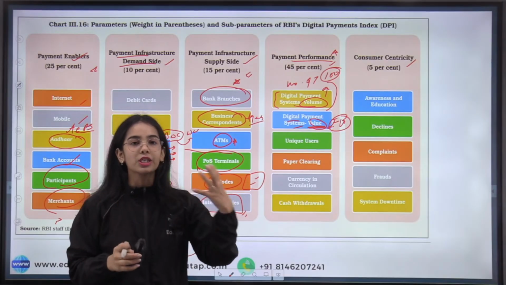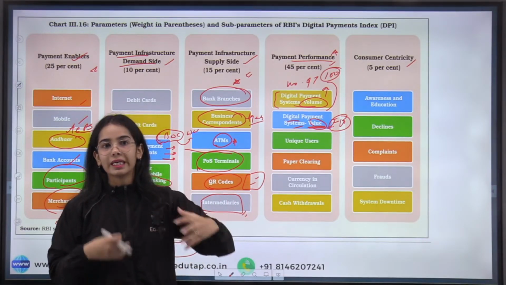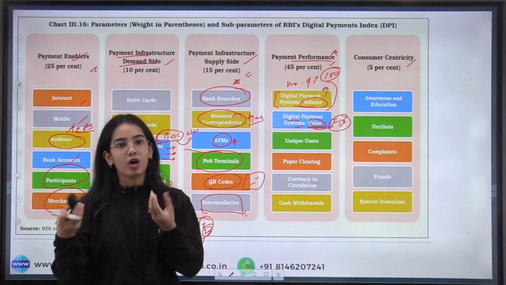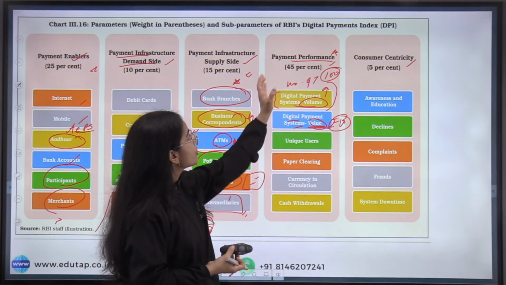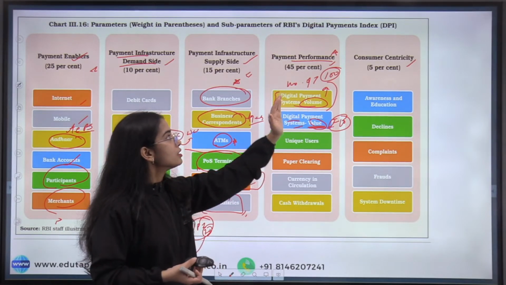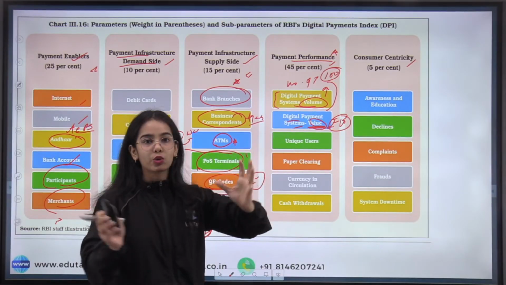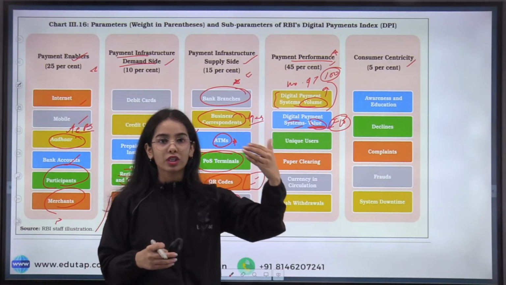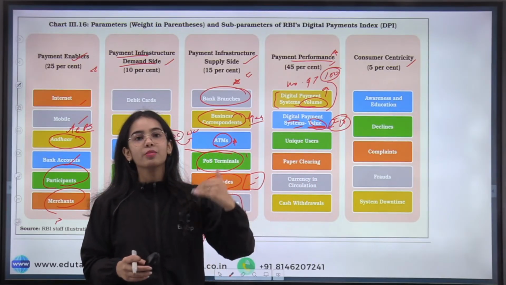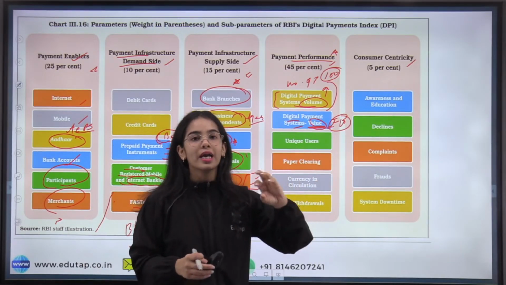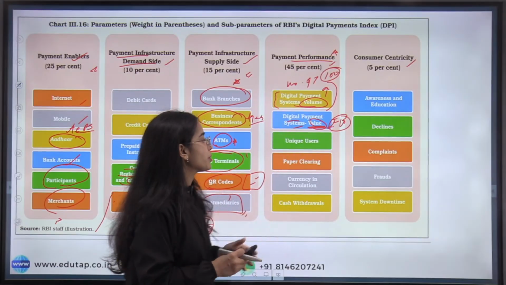That means through the digital payment system, we are also transacting more value amount. Okay. So that is the idea. So basically payment performance shows that the performance of the digital ecosystem is improving. They are handling more of the volume of transactions, and they are handling more of the value of the transactions also. So this is the idea about the payment performance.